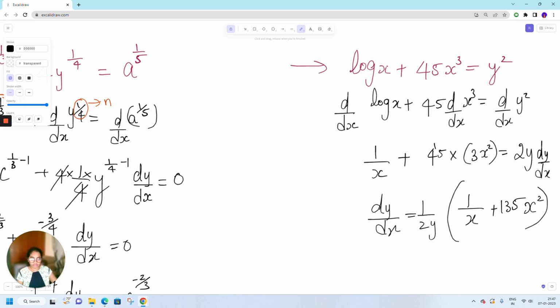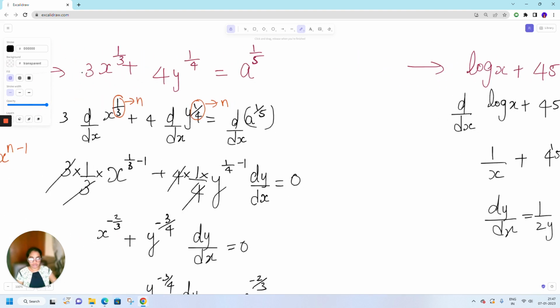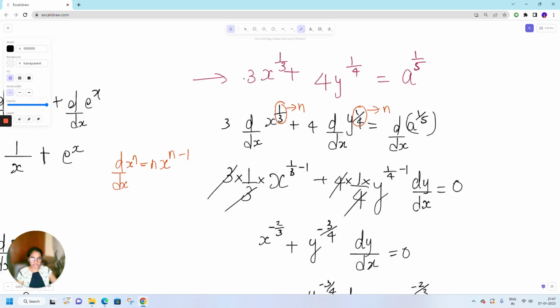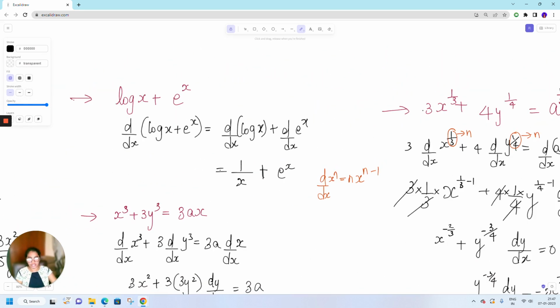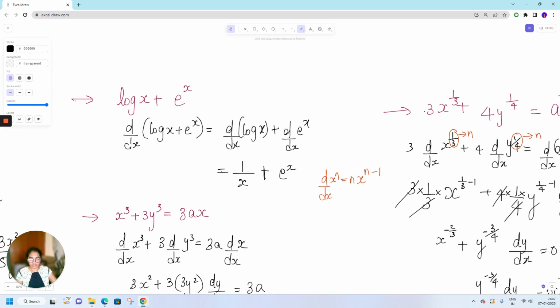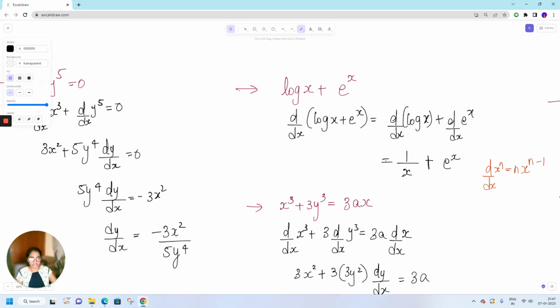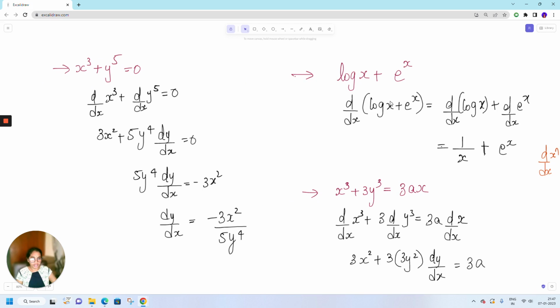So yes, what did we study in this lecture? We studied two extra formulas. That is, differentiation of log x is 1/x. Okay, and differentiation of e power x is what? e power x itself.